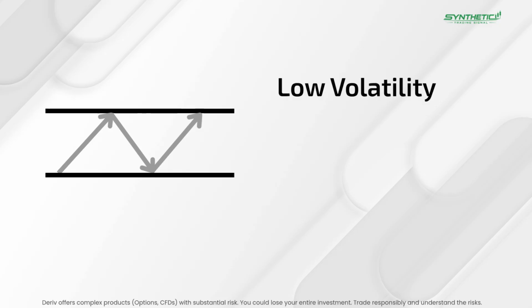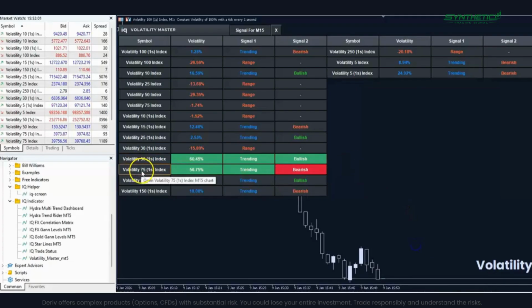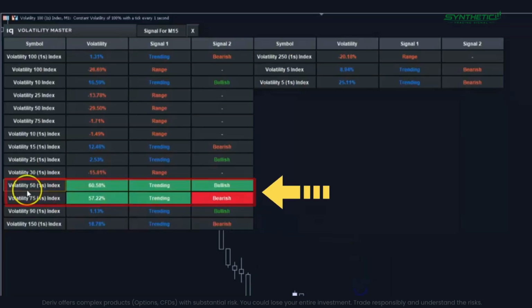Low volatility, on the other hand, indicates a slow or dead market, which is not ideal for trading, that you must avoid. Using its advanced calculations, this indicator highlights high volatility symbols within a blink of an eye. Here, you can clearly see that Volatility 50 1S and Volatility 75 1S are highlighted, showing volatility above 50%. Because of this strong movement, we will focus our trades on these two symbols. Note, these are 15-minute chart signals.